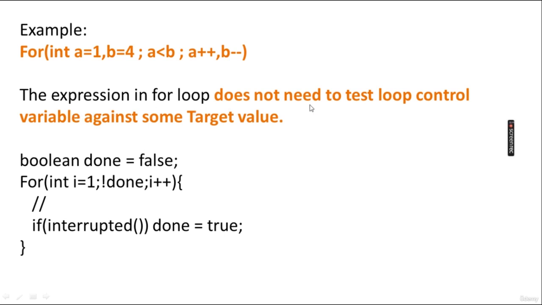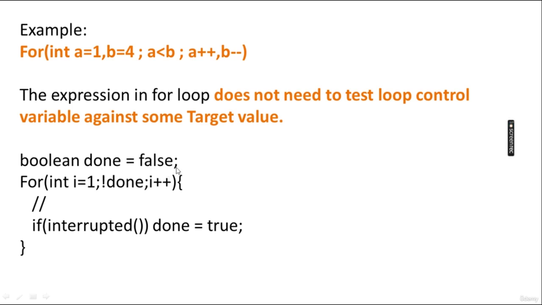The expression in a for loop does not need to test the loop control variable against some target value. For example, the expression in the for loop, a less than b, does not need to test the loop control variable against some target value. So every time it is not compulsory to test the loop control variable.